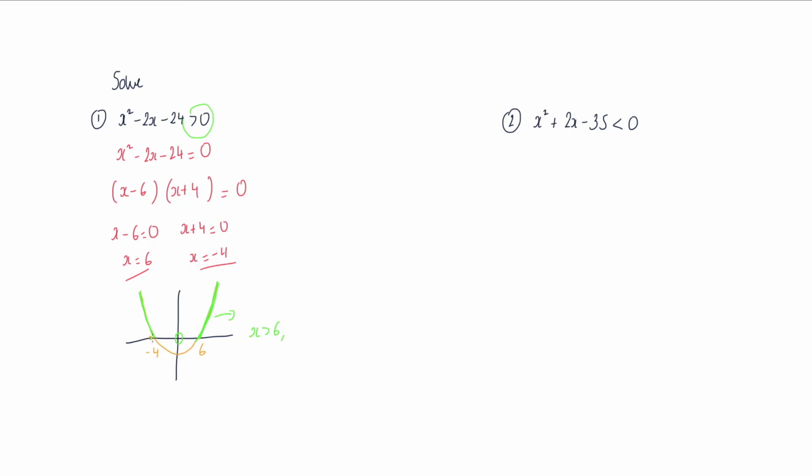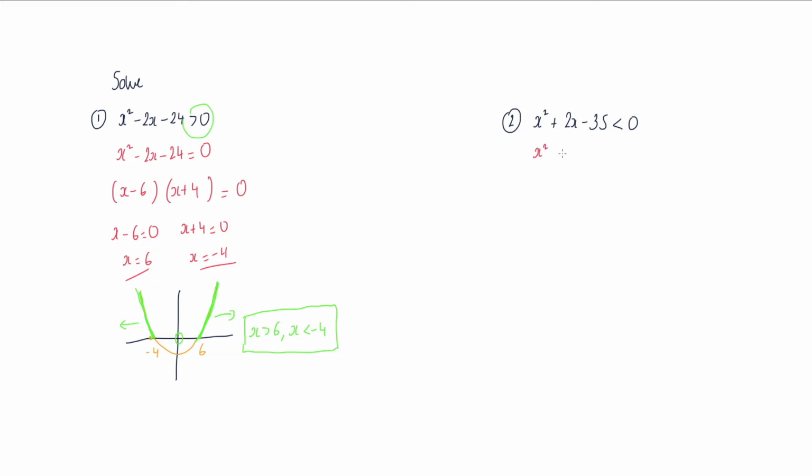And if we look at the point minus 4, as this line goes this way, your x value decreases. So we say x is smaller than minus 4. So this is the answer that you should have got if you've done this correctly. Now, if we go to the next one, we're going to do the same thing again.